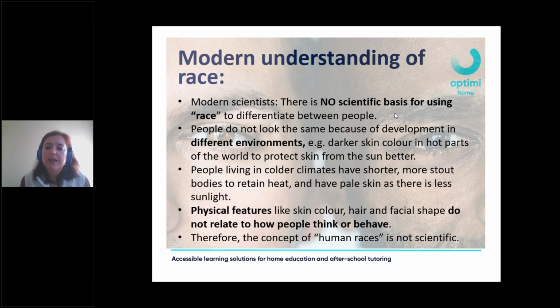Now, physical features like skin color, the hair that you have, your facial shape, etc., do not relate to how people think or behave. Because remember in Nazi Germany, as well as in Australia and South Africa and apartheid, they would say that if you have a dark skin, if you have hair like this, if you have a certain facial shape, that you actually belong to a superior race. They try to prove this biologically, and modern scientists will say, but this has nothing to do with inferiority. This has nothing to do with the way you think, the way you act in society, that society is more based on cultural differences and traditions and adaptations to environments, right?